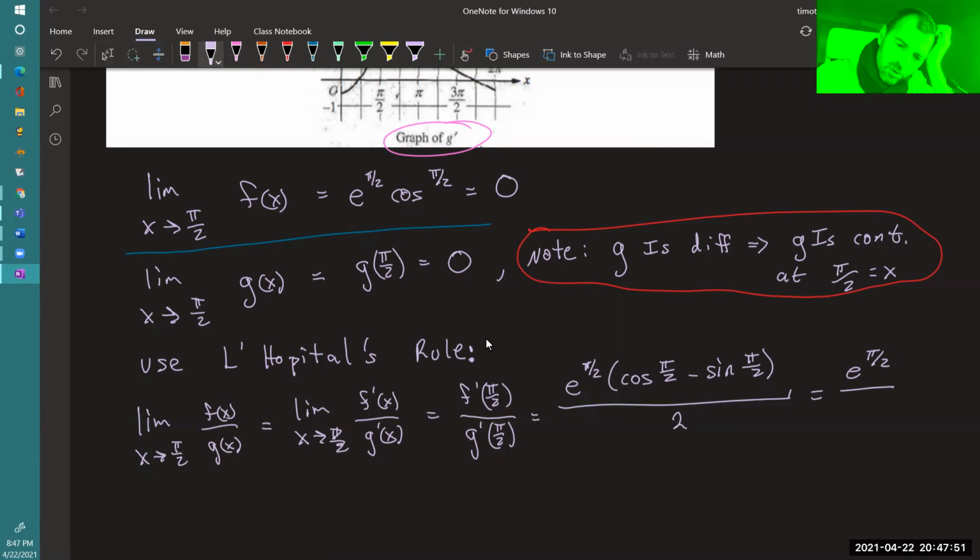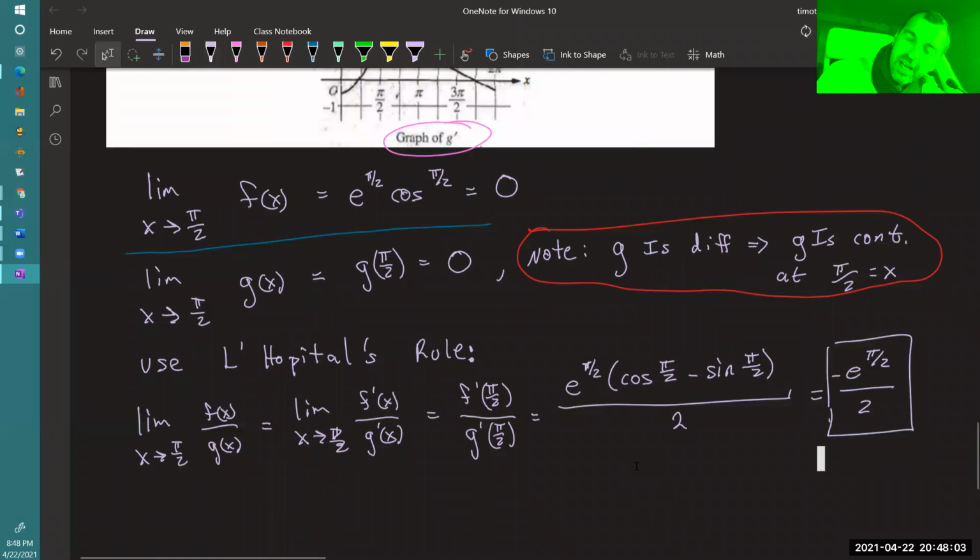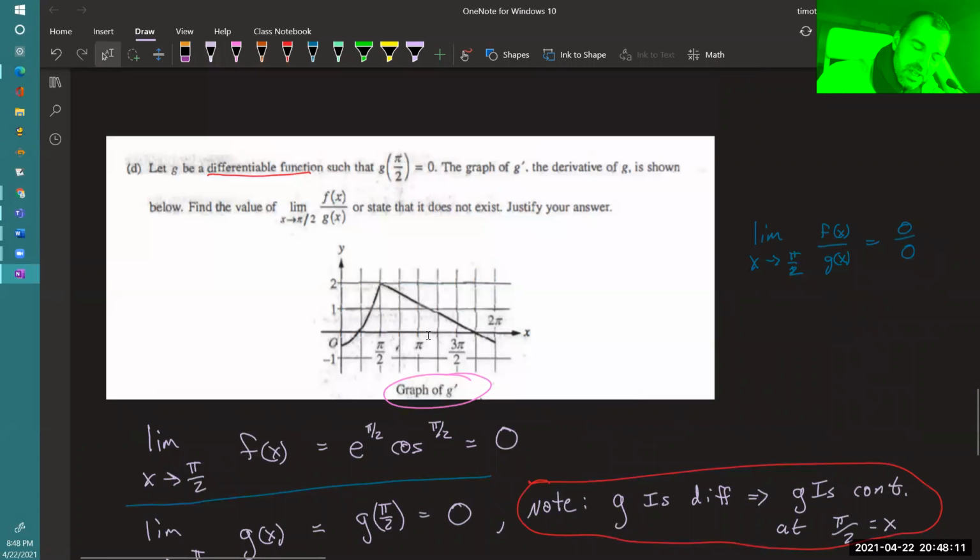All right, so now what did I just do there? Sine of pi over 2 is 1, so this is a bit of a negative. There's my limit. Great. Hey, by the way, why is this 2? Because g prime is just totally given right here, right?